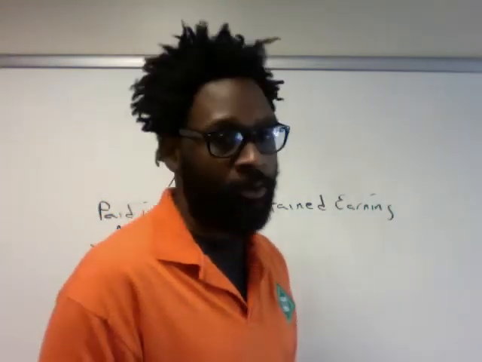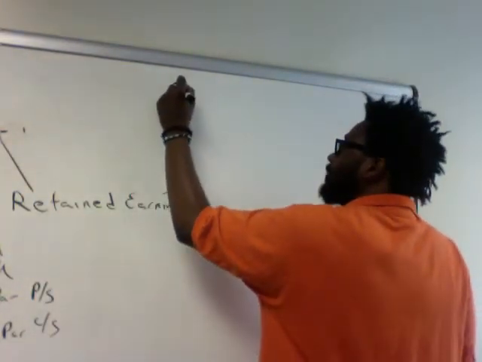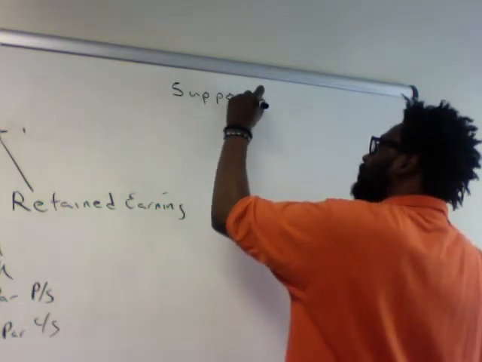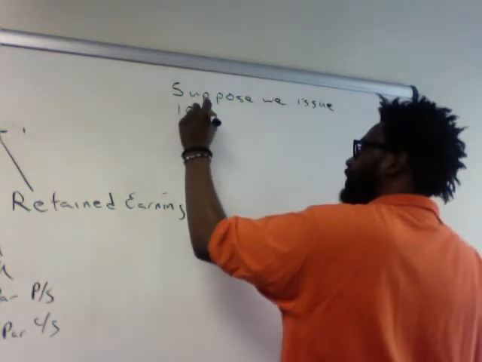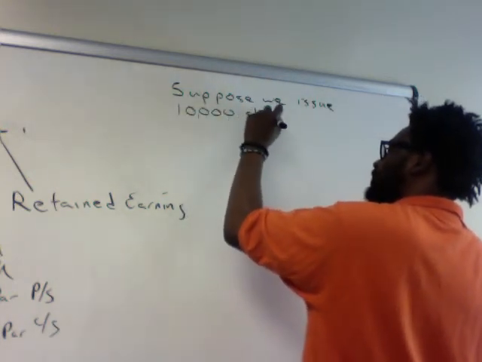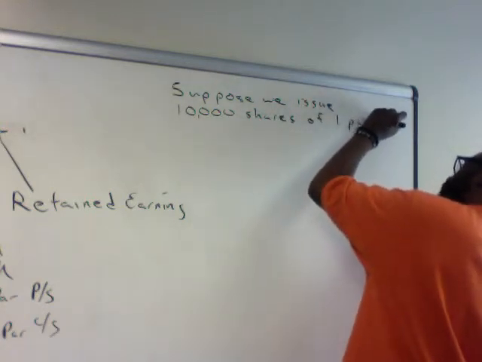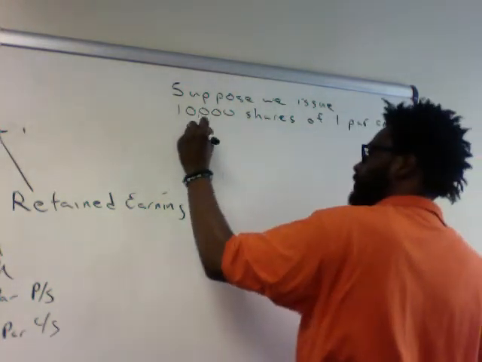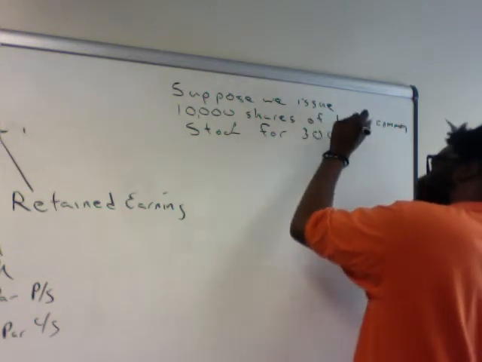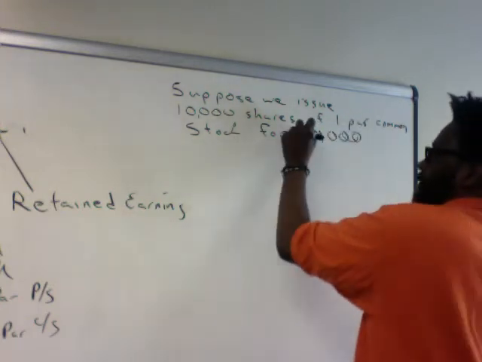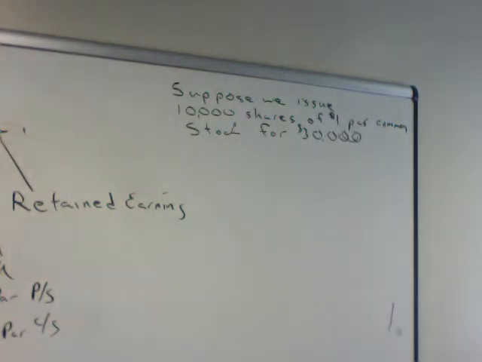Okay? So I'll give you a quick example. Let's say, let me write it over here. Suppose we issue 10,000 shares of $1 par common stock for $30,000. So we issue 10,000 shares of $1 par common stock for $30,000. How are we going to record that?